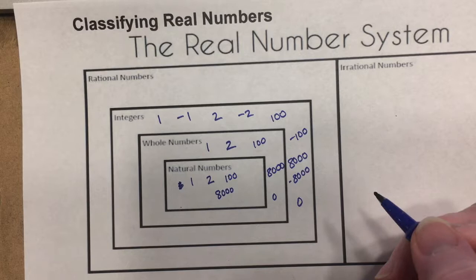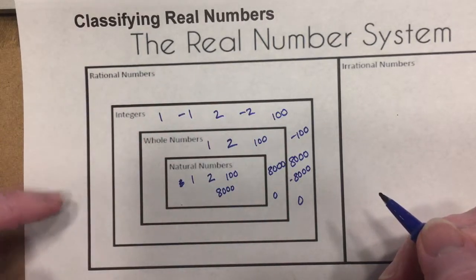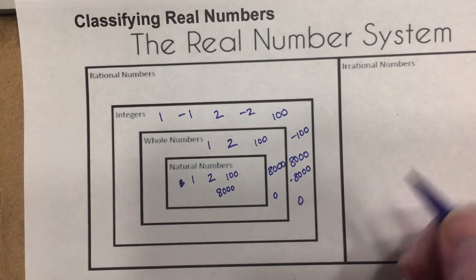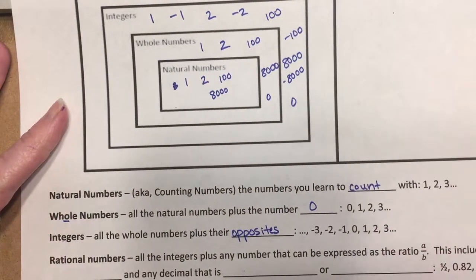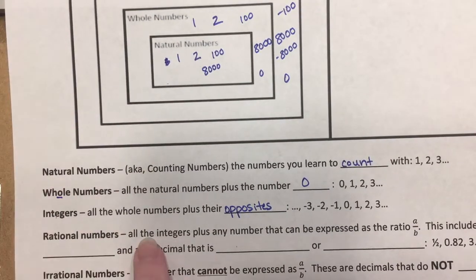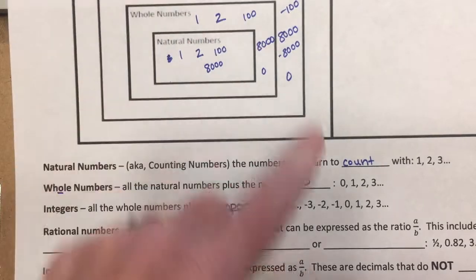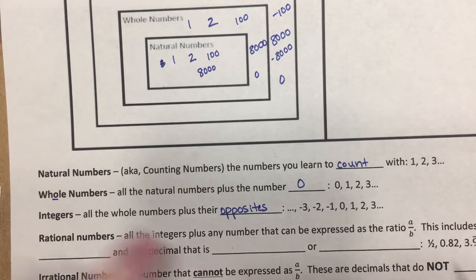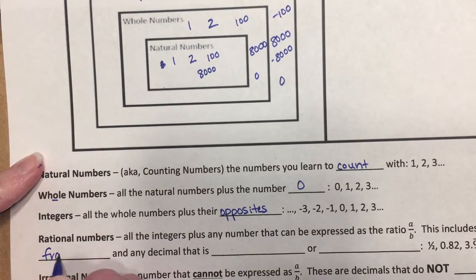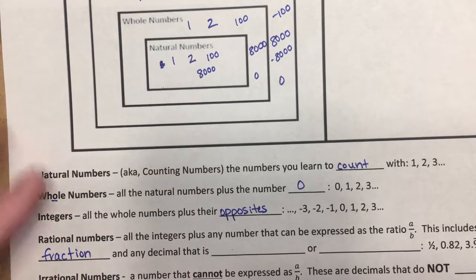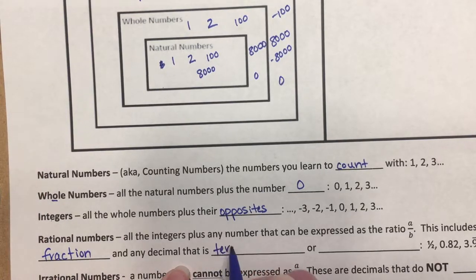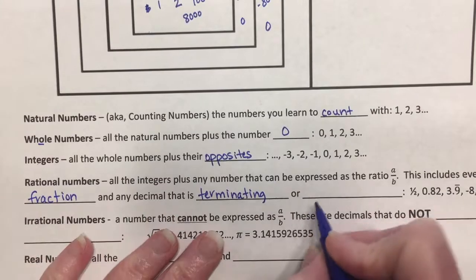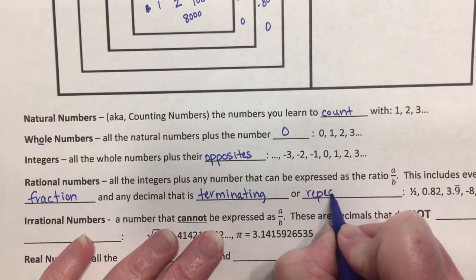The last part on this side of the system is the rational numbers, which we've been talking about. Hopefully you'll remember that they're all the integers, everything we had before, plus any number that can be expressed as the ratio or fraction a over b. This includes every fraction and any decimal that is terminating, which means it stops, or repeating. We'll look at some of those.